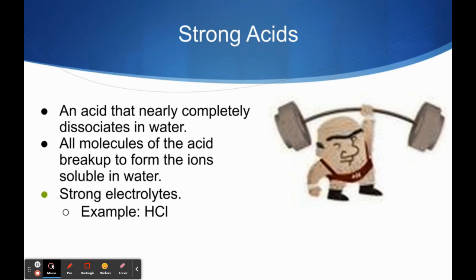A strong acid is an acid that will nearly completely dissociate in water, which means that all or almost all of the molecules of acid will break up to form the ions soluble in water. So our example here is HCl. When you put HCl into water, it's going to almost completely break up into H+ ions and Cl- ions. Strong acids are also strong electrolytes, which means that they will conduct electricity very well.